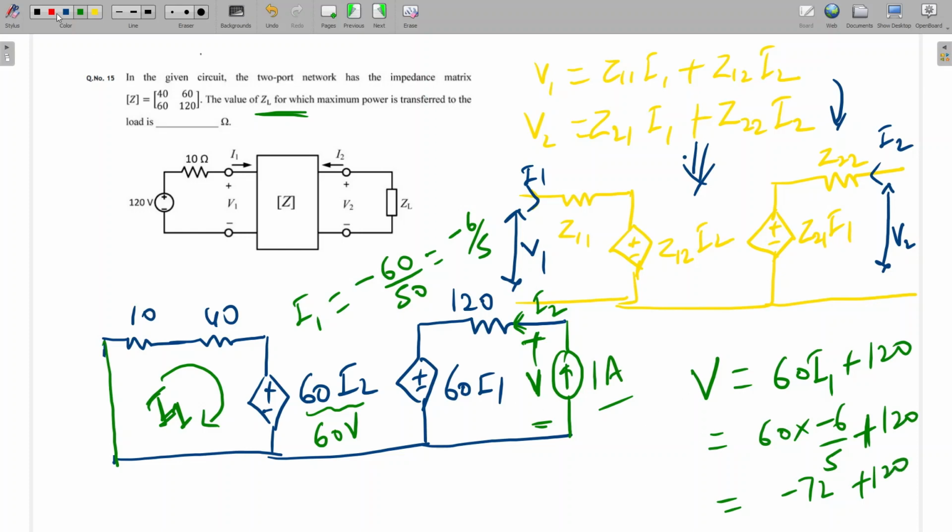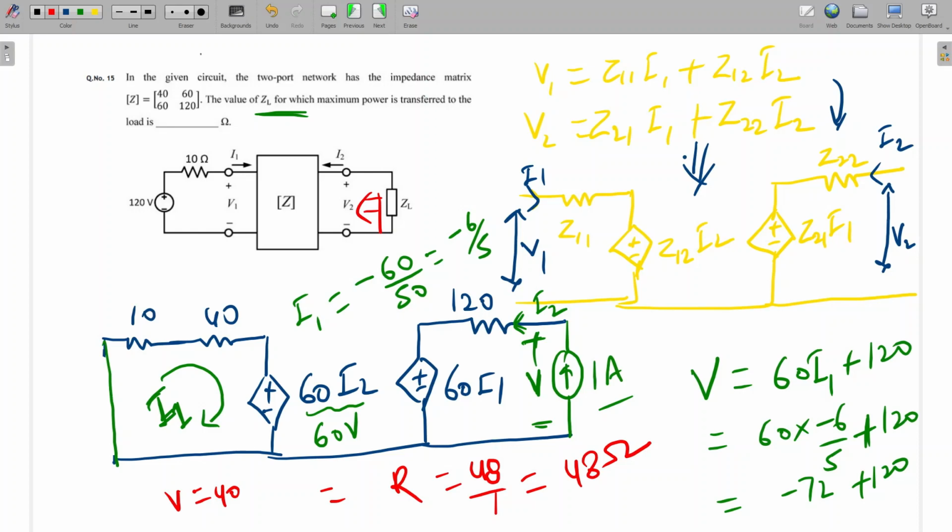V is 48. So what will be the value of Z? Z is seen by V by I. So V is 48, which means what will be the value of resistance? R is equal to 48 divided by 1, so it will be 48 ohm. Is it clear to all? How do you write the value of 1 ampere?